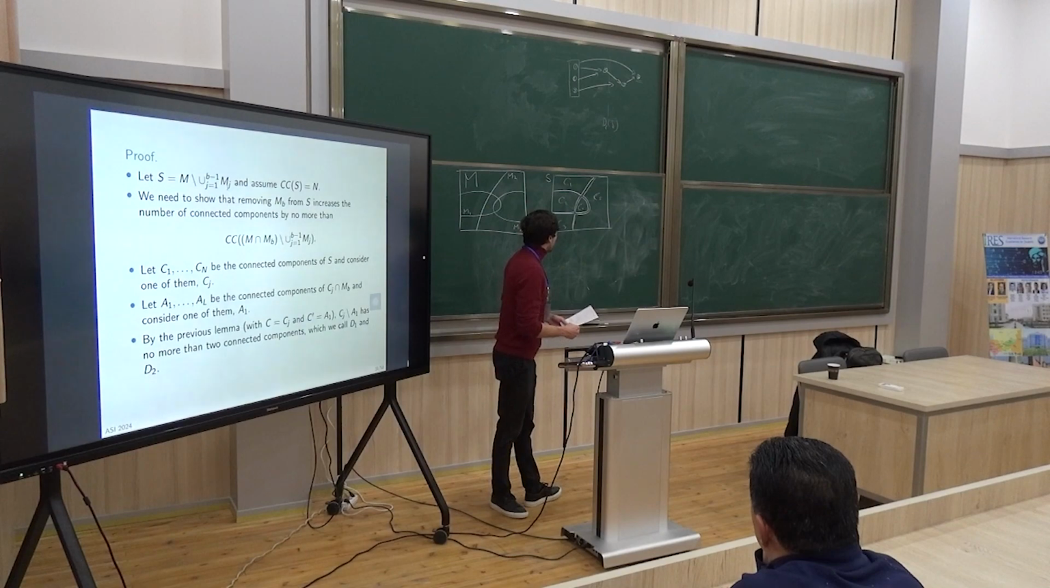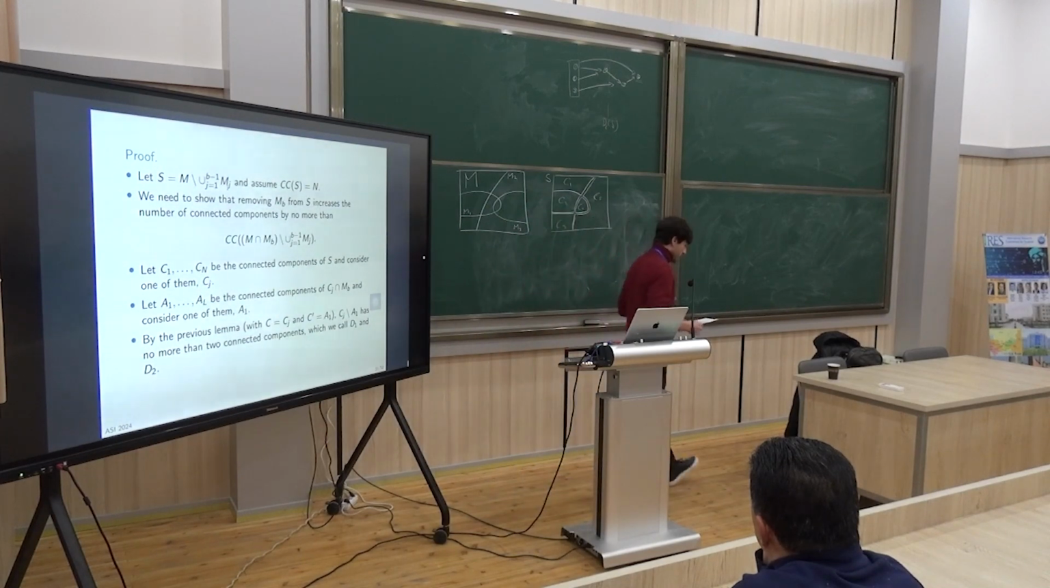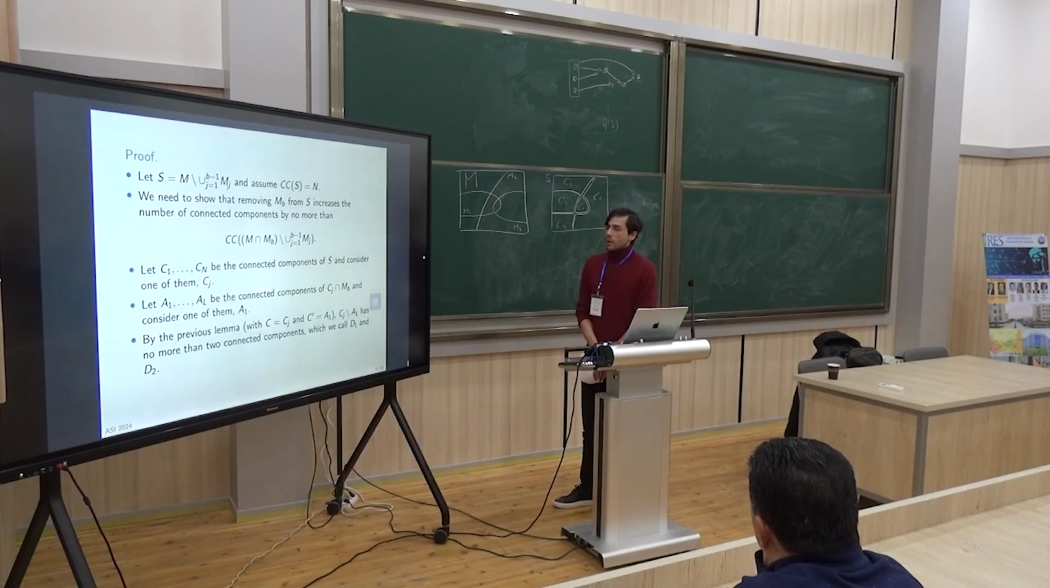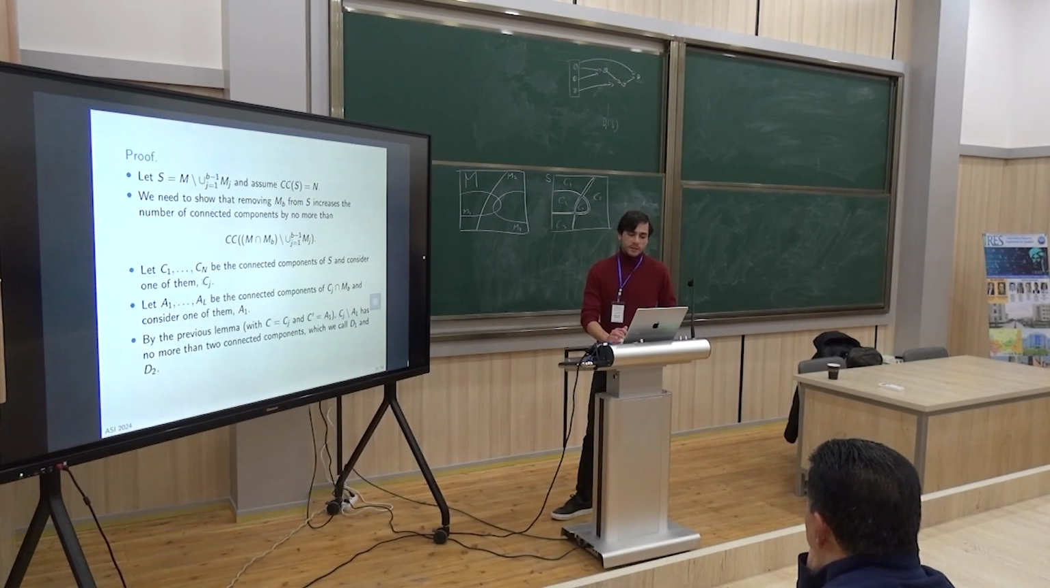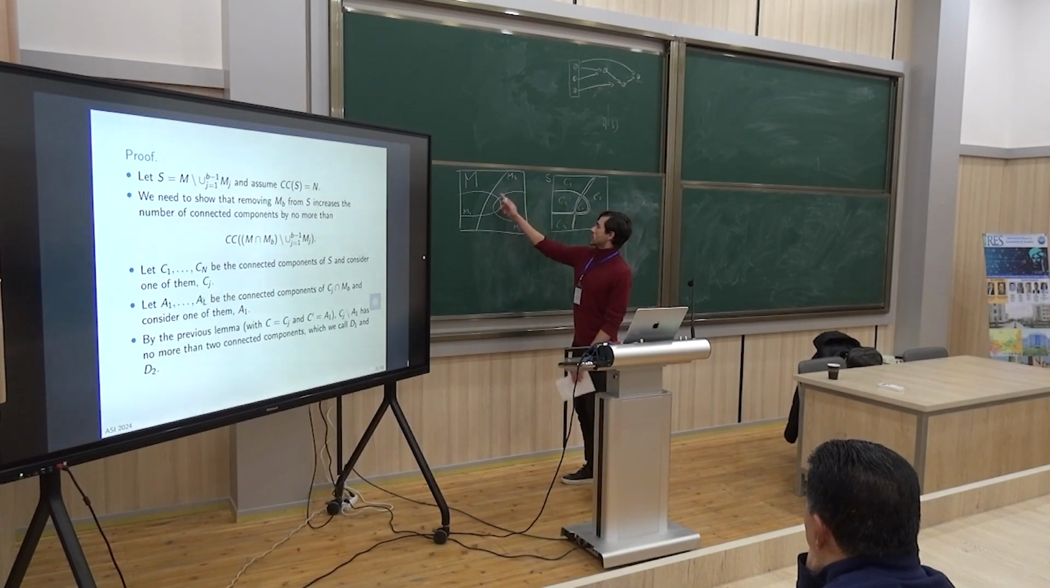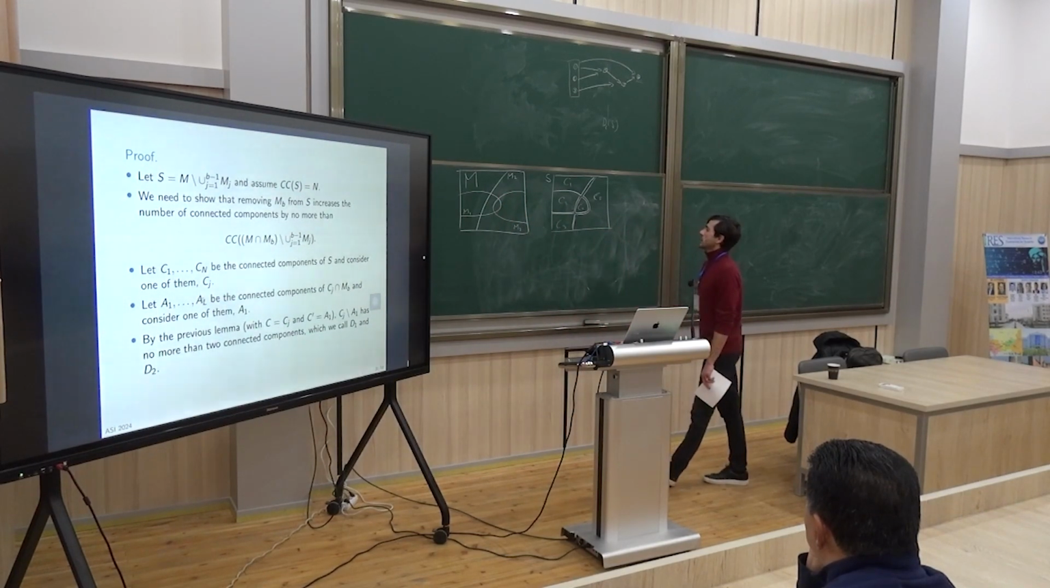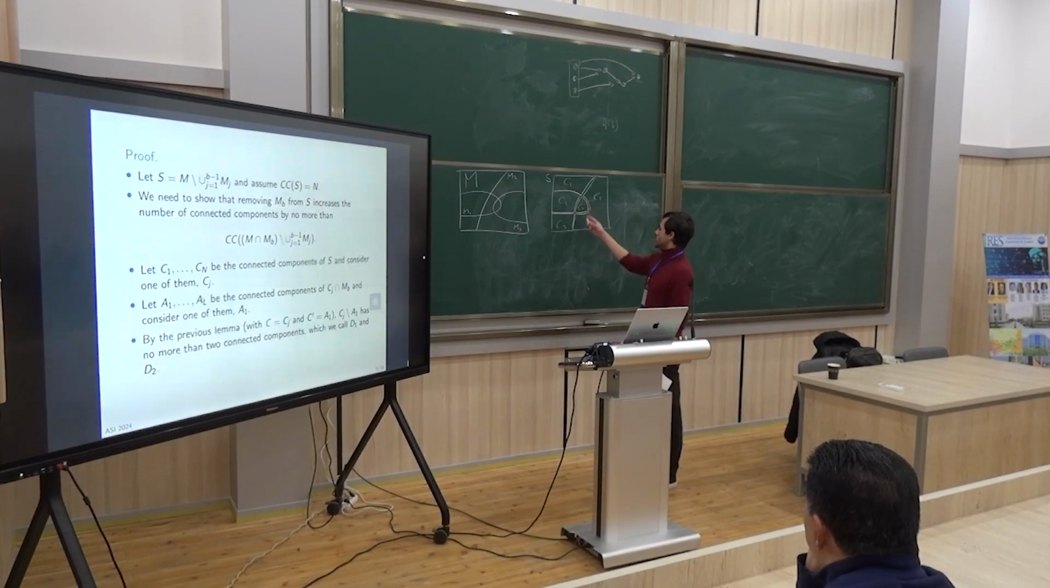Now we want to consider one of these particular cells and see what is happening to it. So maybe consider one of those connected components. Let's call it CJ, and denote by A1 to AL the connected components of CJ intersected with the last surface. So we're going to intersect that with this last surface M3 and see what happens. So maybe we consider here C4.